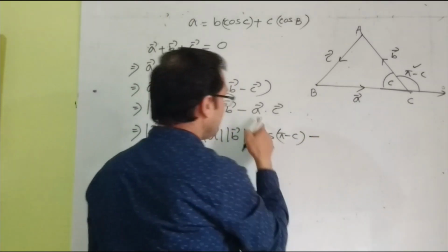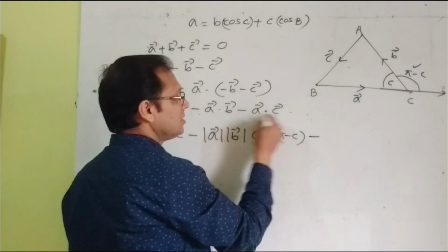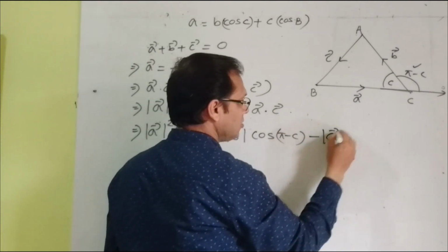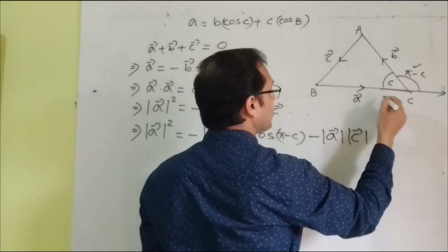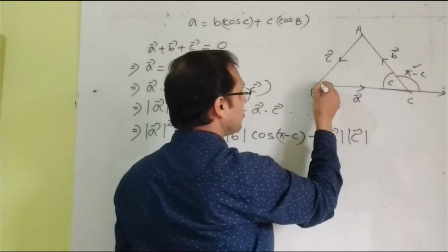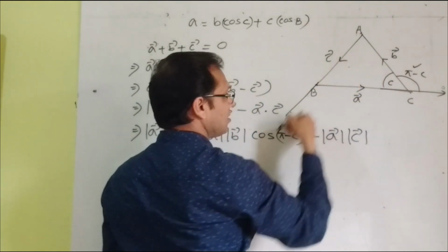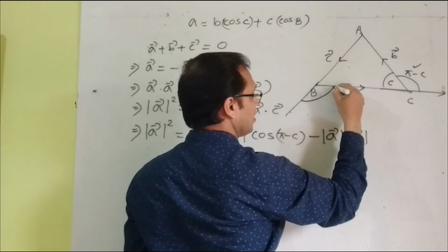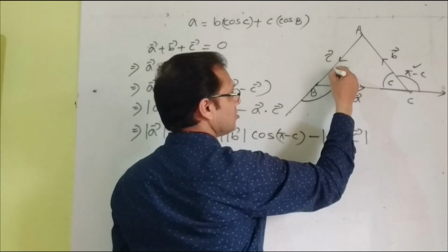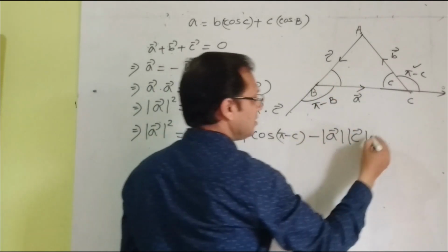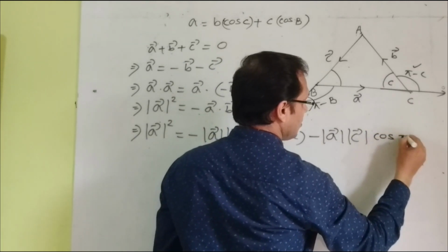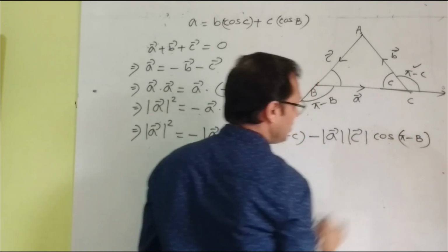Next, minus A vector dot C vector, that is A vector magnitude C vector magnitude. Now look at the angle between A vector and C vector. C vector and A vector, the angle between them is this angle. This angle is B, so this will be pi minus B. So cos pi minus B.